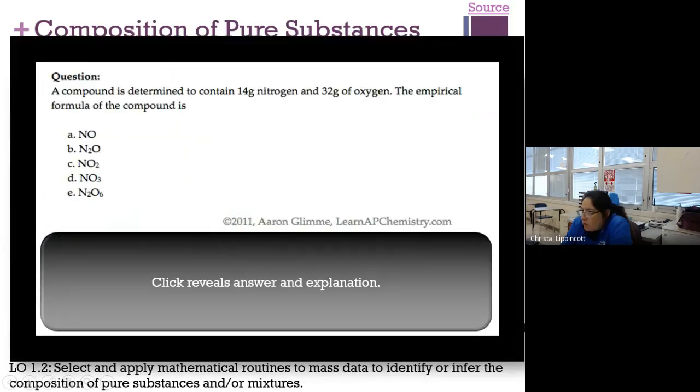Okay, so try this one. A compound is determined to contain 14 grams of nitrogen and 32 grams of oxygen. What's the empirical formula? You might need your periodic table for masses, possibly. I can do it in my head, but I have a lot of stuff memorized.